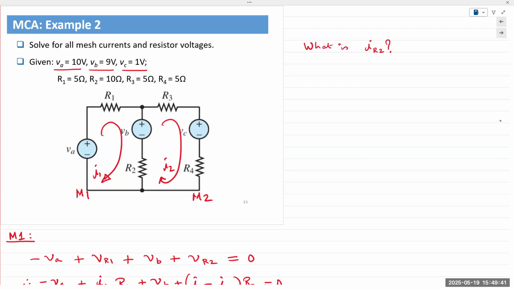IR2 is the branch current that is flowing through R2. So what is IR2? Are I1 and I2 flowing in the same direction in R2? They're not. So the obvious answer, it must be a difference of I1 and I2. If they're flowing in the same direction, we can say it could be a sum of I1 and I2. But because I1 and I2 are flowing in the opposite direction, the branch current through R2 is a difference of I1 and I2. Which one is larger, I1 or I2?